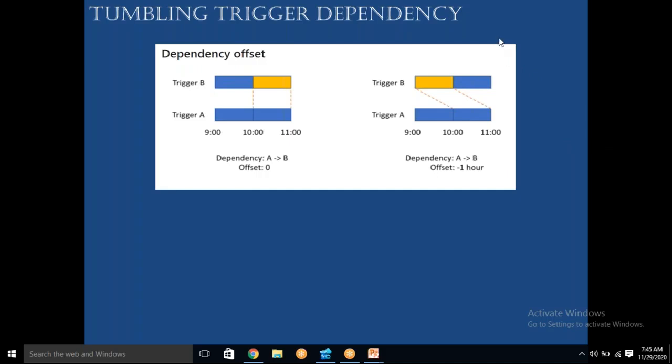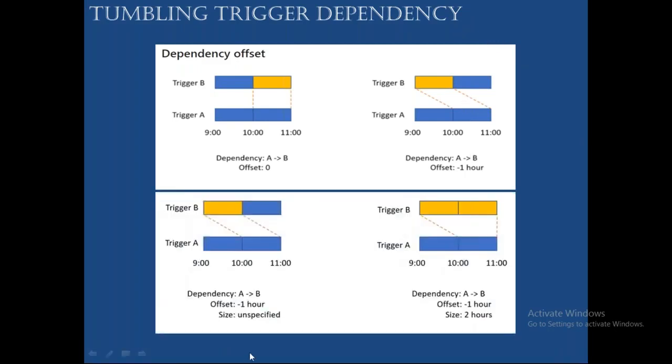Sir, what is the default value for the offset? The default is 0. Do you want minus 1 hour or minus 2 hours? Okay, sir. Now the next thing: here you see the offset is minus 1 hour.